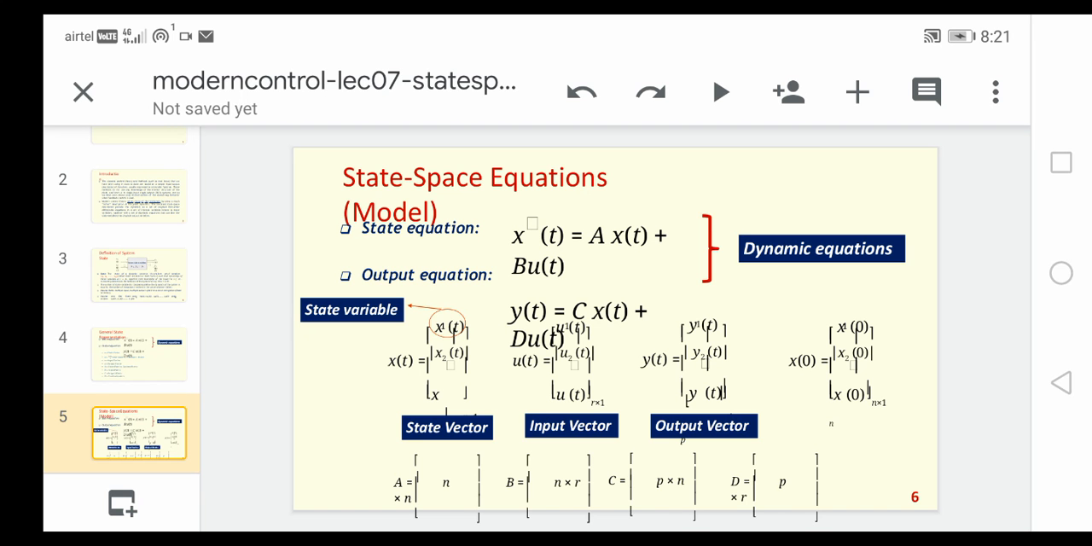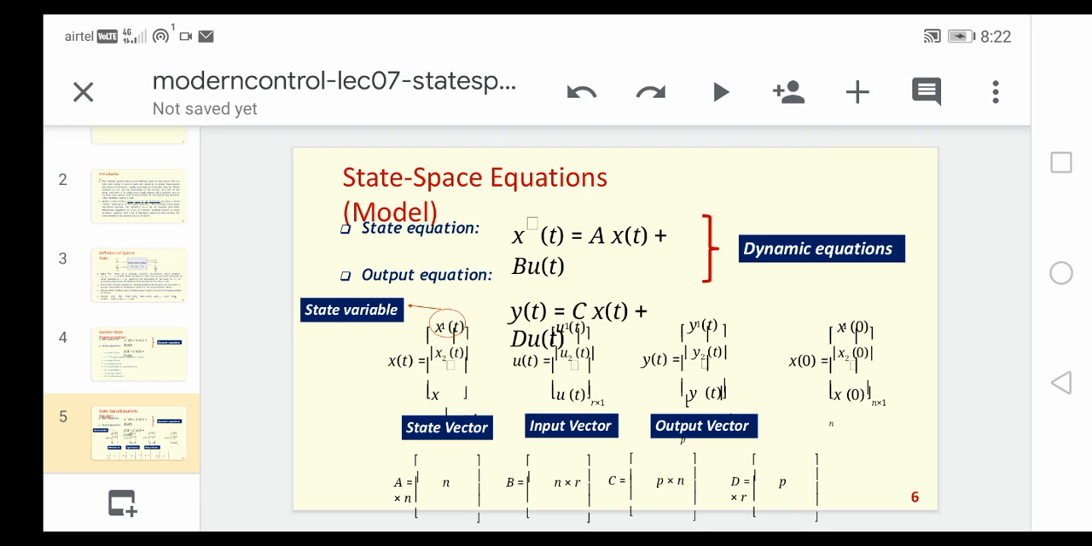The state vector consists of a number of state variables, that is, x1 of t, x2 of t, x3 of t and so on, n state variables. Similarly, input and output also.